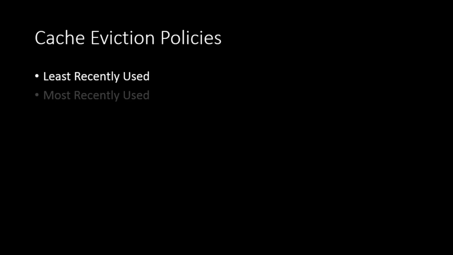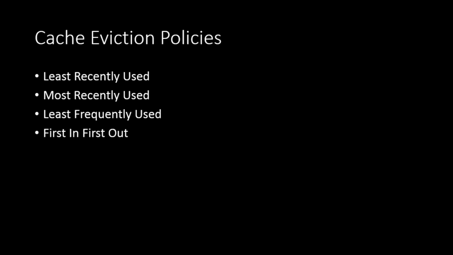Okay? Next one is most recently used. Clearly, as the name suggests, this policy is the opposite of the least recently used. Under this policy, the cache evicts the data entry that is most recently accessed. Okay. Next one is least frequently used. Under this policy, again, as the name suggests, the cache evicts the data entry that is used least often.